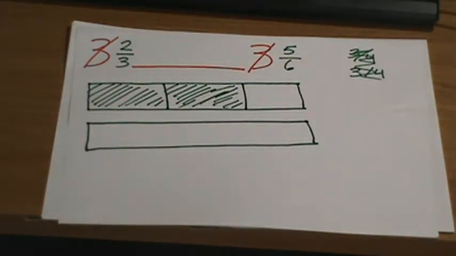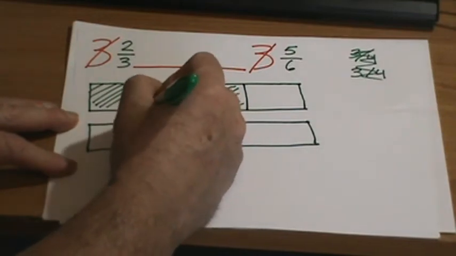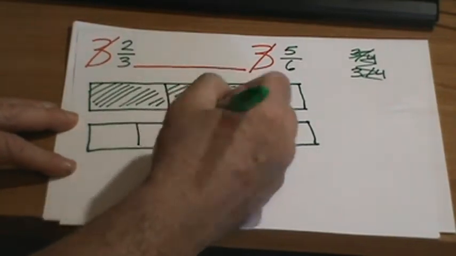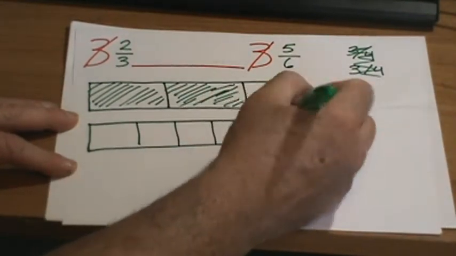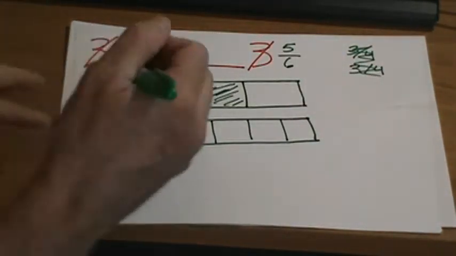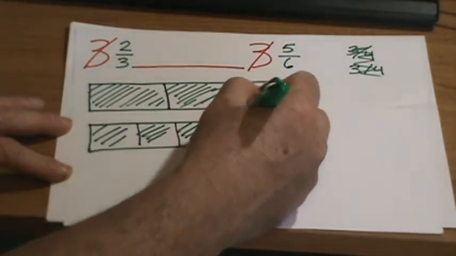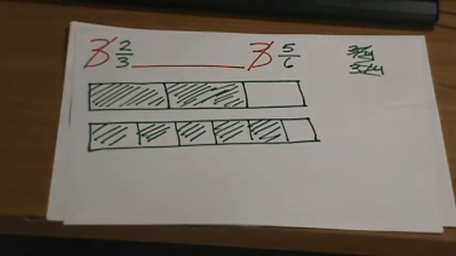Okay, let's take a look at 5/6. And the way we're going to do that is I'm going to make a different tape diagram down here. 1, 2, 3, 4, 5, and 6. You can already see which one's going to be larger, right? Shading in 5. So we can see that 3 and 5/6 is greater than 3 and 2/3.